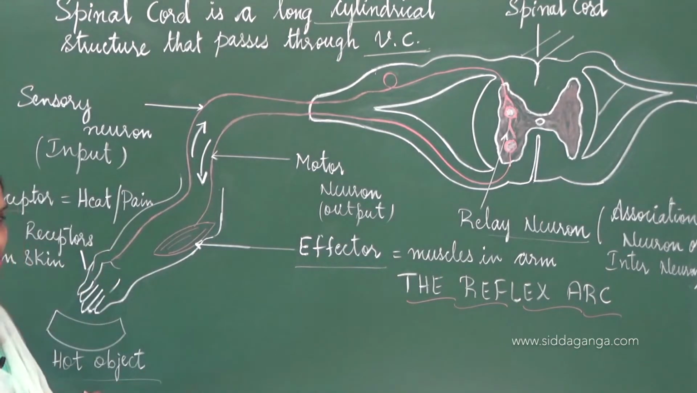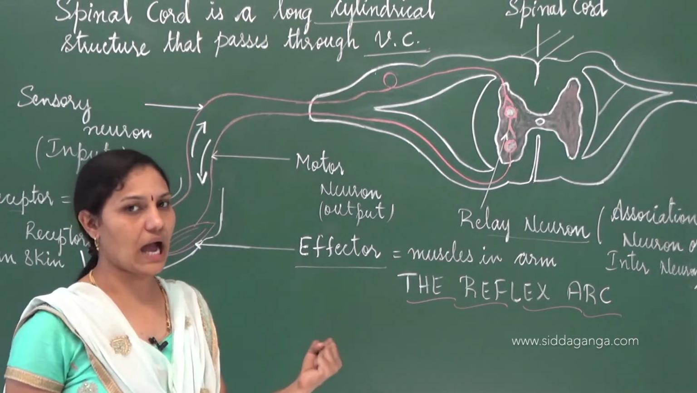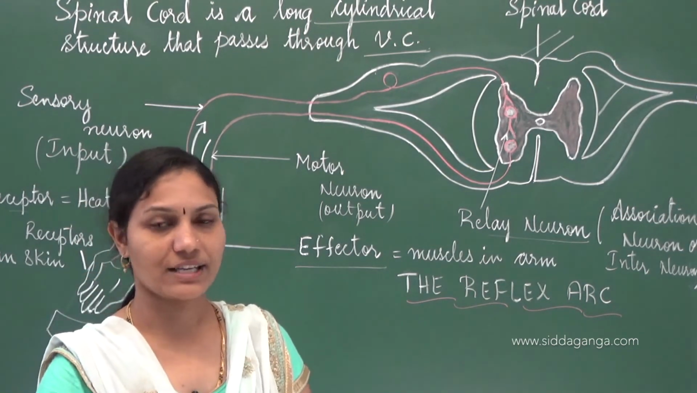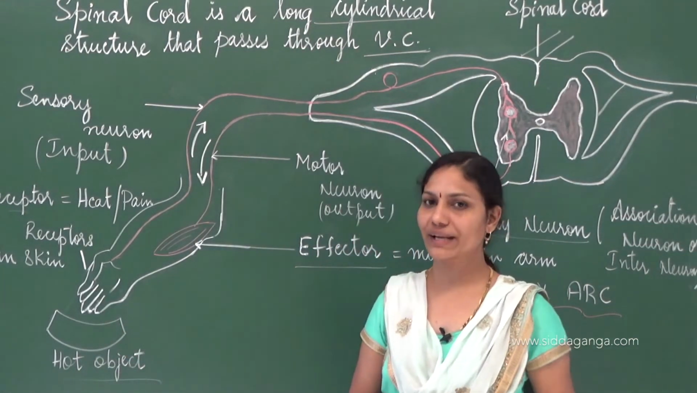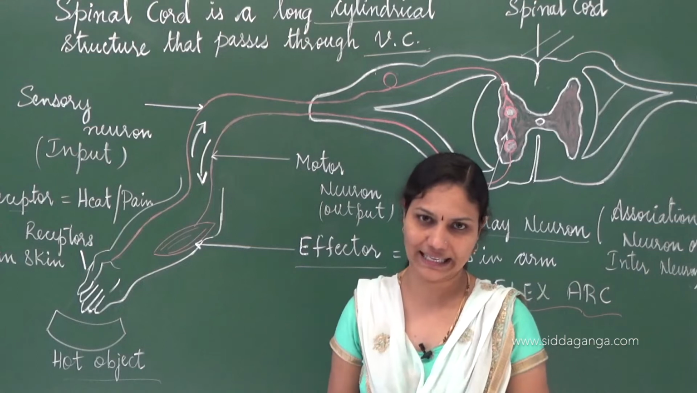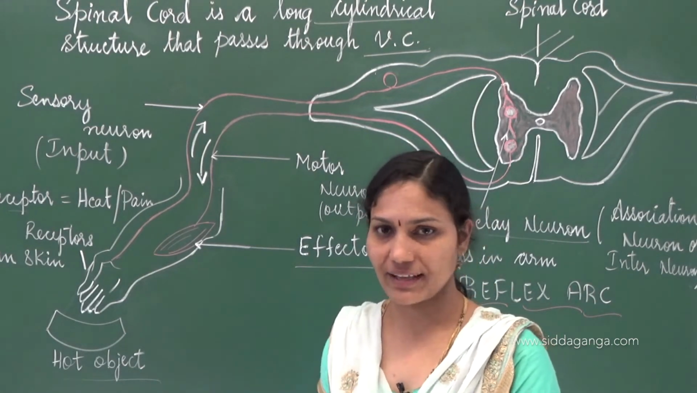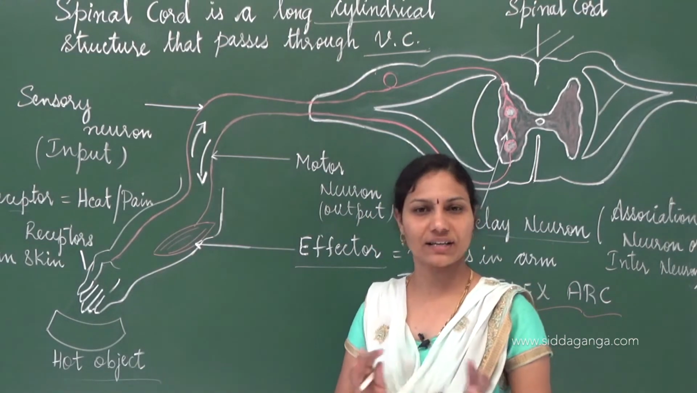Here we touch a hot object and finally we need to take back our hand. So muscles in the arm contract and finally the response is seen. How is the response seen in this case? We take away our hand, our palm, immediately. So this is all about the reflex action, the pathway involved when a very hot object is touched.